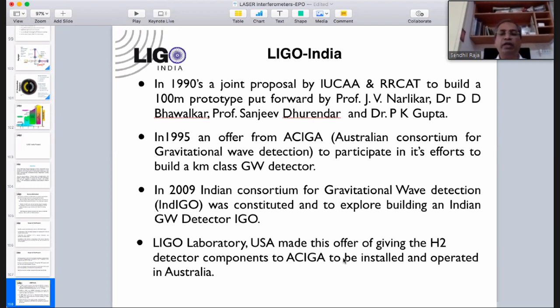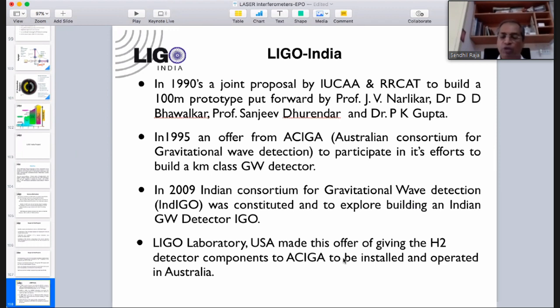In 1995, there was a proposal by ACIGA, the Australian consortium, to build a gravitational wave detector at Perth. The idea was to participate in it in kind and contribution, like the CERN participation, and learn how to build kilometer-class interferometers to build our Indian one in the future. But this unfortunately did not get funded. So in 2009, again, there was an attempt to put together an Indian consortium, and IndIGO was born. The interest of this consortium was to build an Indian detector called LIGO.